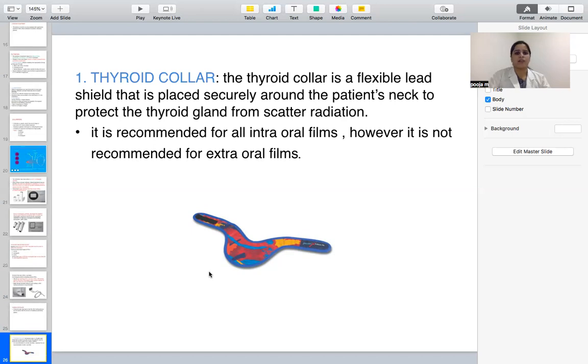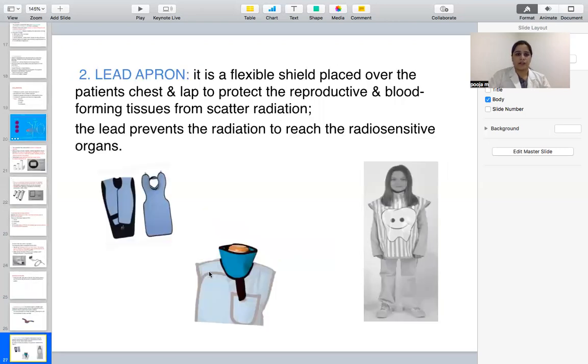These thyroid collars are used only when we are taking intraoral radiographs, that is IOPA, or any other intraoral radiograph such as occlusal radiograph and so on. But it is avoided when we are taking extraoral radiographs, because it hampers the exposure, as the machine will be rotating all around the patient. When we use this thyroid collar around the neck, it absorbs the radiation. So proper exposure of the film will not take place when we use a thyroid collar while taking extraoral radiographs.